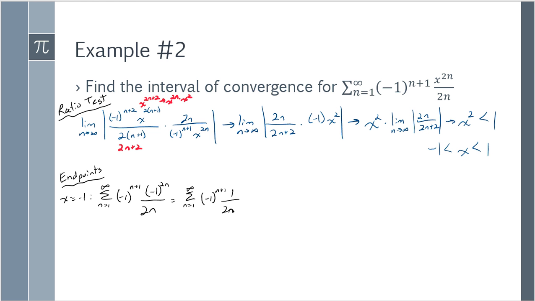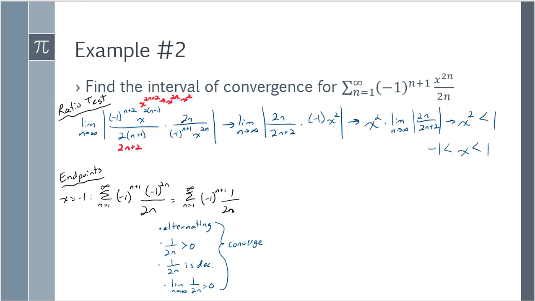I'm not asked for absolute or conditional, so I'm just going to go straight to just does this converge? I notice this is alternating. I notice that 1 over 2n is always positive. As n gets bigger, 1 over 2n is decreasing. And the limit as n goes to infinity of 1 over 2n is 0. So that does converge by our alternating series test. So that means -1 is part of my interval of convergence.